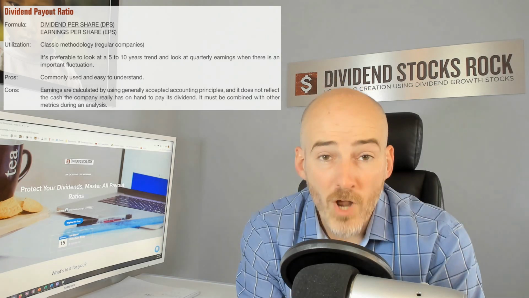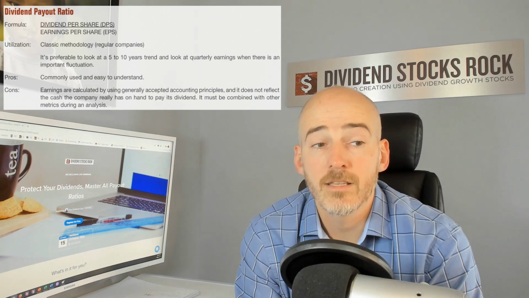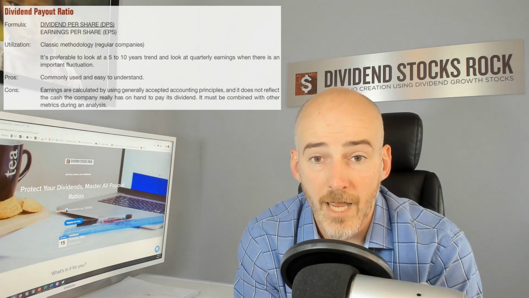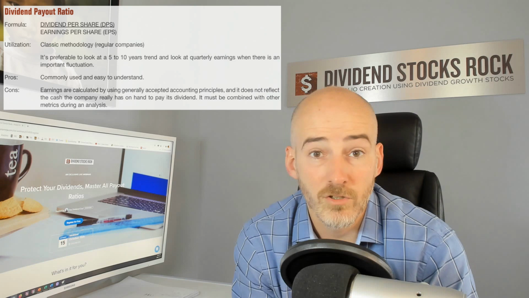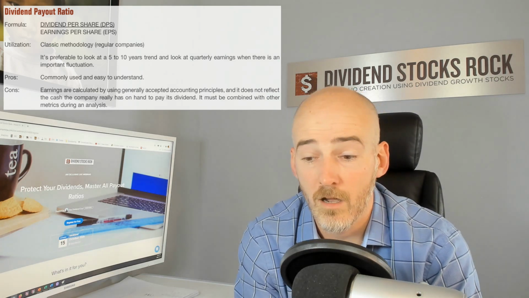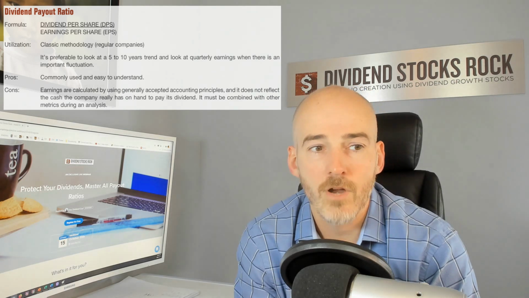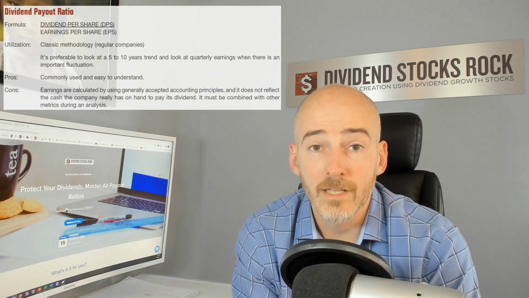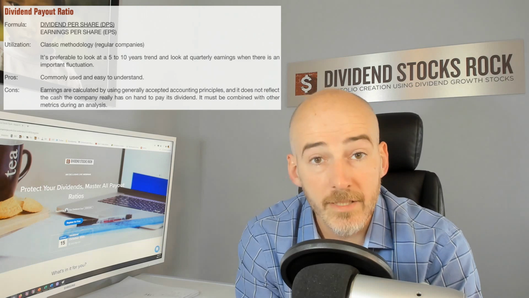The first problem with the classic payout ratio is that earnings per share are calculated using general accounting rules. This means that if a company decides to write off some assets, make an impairment, take a special charge for restructuring, or make any other modification to their profits, it's going to affect their earnings. However, it's not going to affect their ability to pay the dividend.